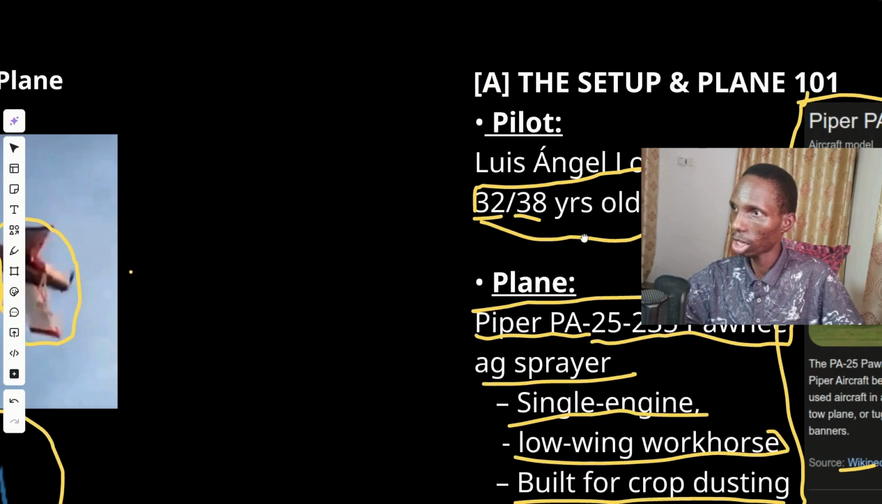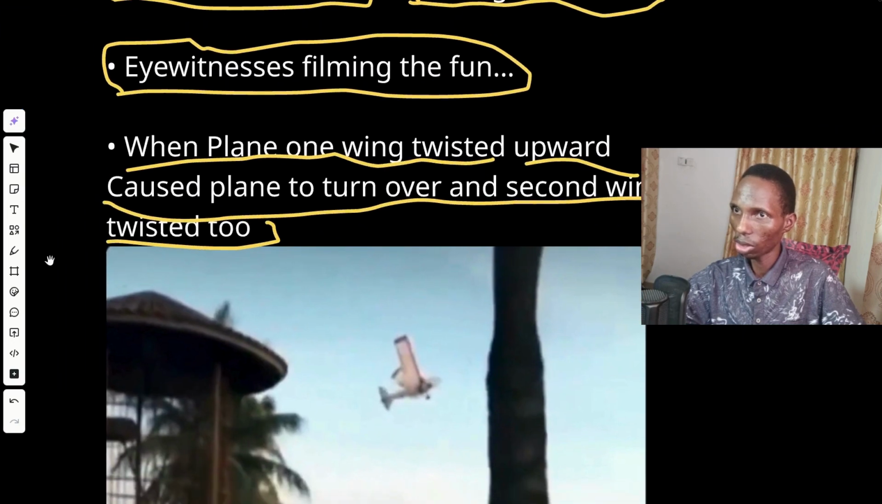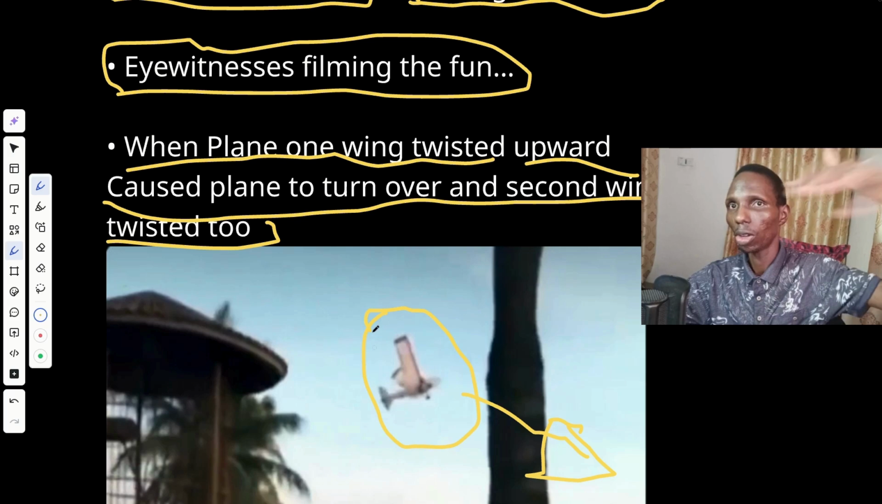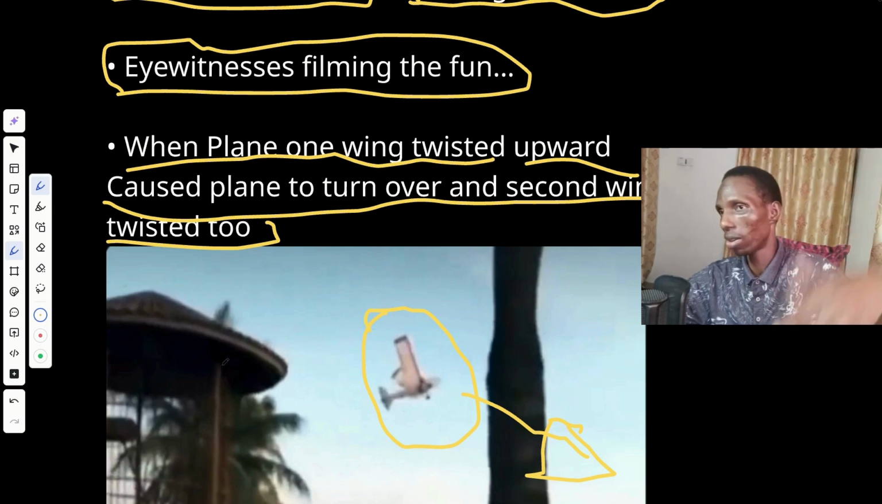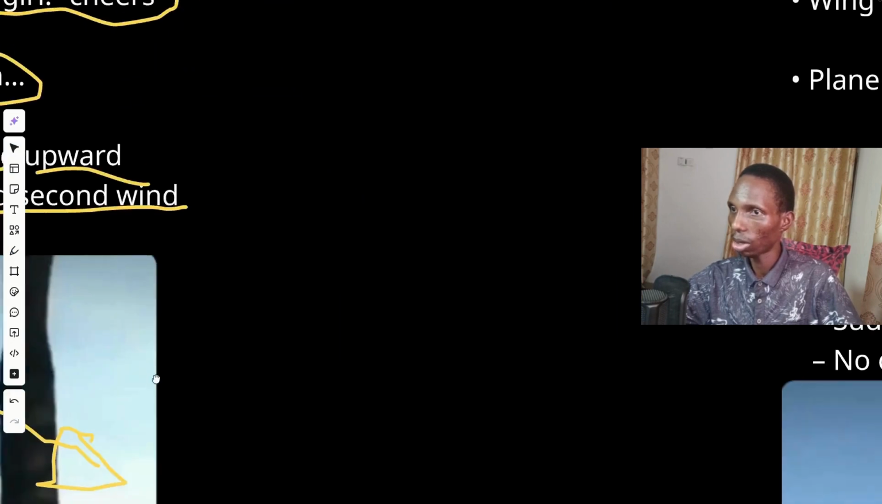So let's keep on. You can see this was taken from those eyewitnesses as well. It's like the last stage of it going down to crash land, but before it does that, it had a lot of tumbling around, and we'll still see more of those images there as well.